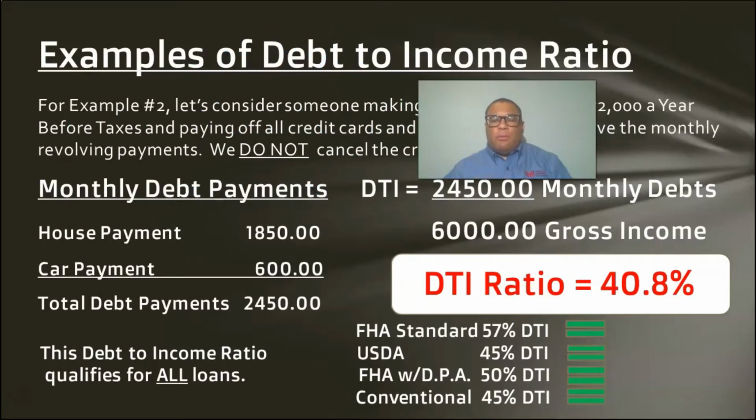FHA standard, it's well below 57%. USDA, it's below 45%. USDA has 100% down, 100% grant, but it's only available in certain specified areas like Coolidge and Florence and maybe some pockets of Casa Grande. I did check Maricopa. It's not available in Maricopa, and I don't think it's available in Queen Creek or Santan Valley anymore because those are much more heavily populated than they were 5 years ago. There were pockets in Queen Creek and Santan Valley where you still could get USDA, but not anymore. FHA DP 50% qualifies, and conventional 45% definitely qualifies.